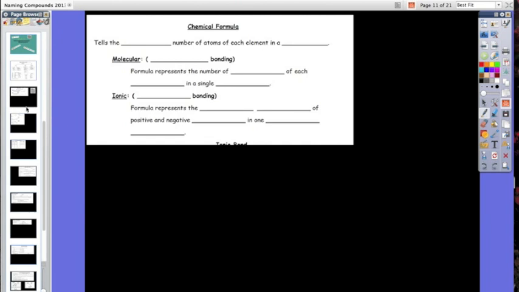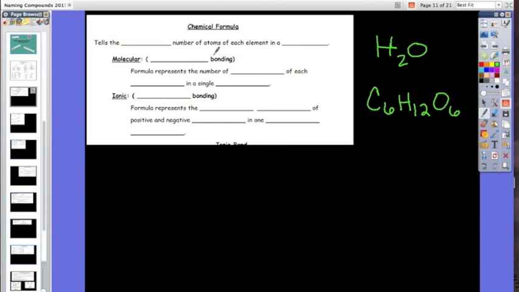In your notes, first thing we need to talk about is just remember we have used some chemical formulas before, something like H2O, or in biology you had C6H12O6. And so what does that really tell you? Well, that's the chemical formula, and that tells you the relative number of atoms of each element in a compound.